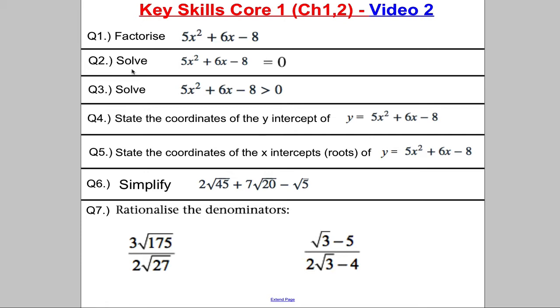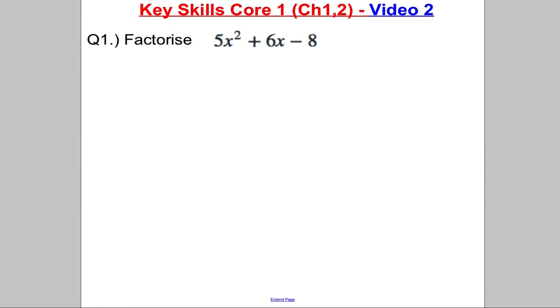Okay, I'll go through the questions one by one. Starting with question 1. We have a quadratic expression here. It is not an equation. It is a quadratic expression because it has no equals. So I'm just going to state that it's a quadratic expression, and I've been asked simply to factorize it. I can't solve it, I can't find x, all I could do is factorize it. So I'm going to put 2 brackets here.